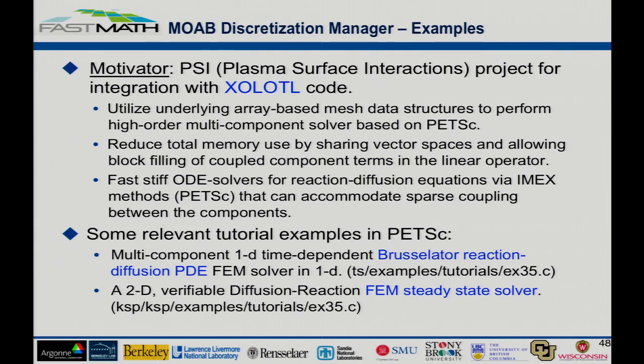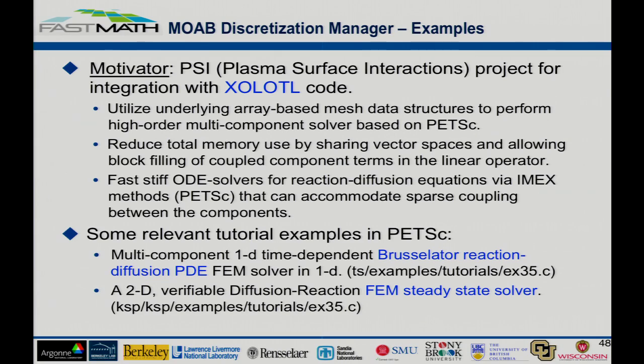So the original motivation was a plasma surface interaction project, which has several components that need to be solved simultaneously, and they could be pretty strongly coupled. So we wanted the ability to minimize the memory storage, and that's one of the motivations behind reusing the tag data in PETSc vectors. And by providing the interface to DM, we also get the ability to use different IMEX solvers provided by PETSc, so that we can treat a few of the stiff components implicitly and the others explicitly.